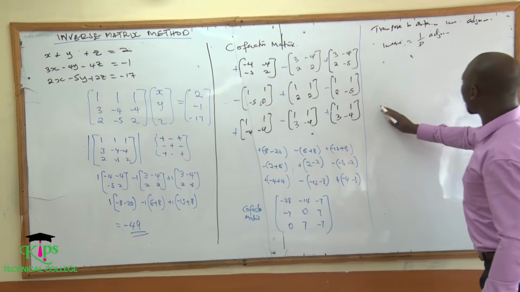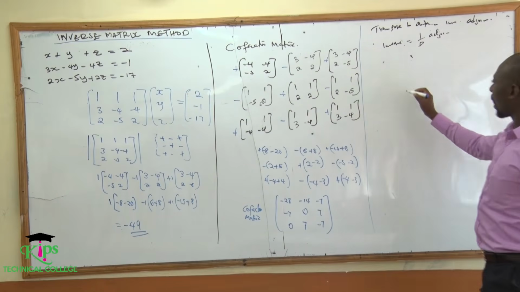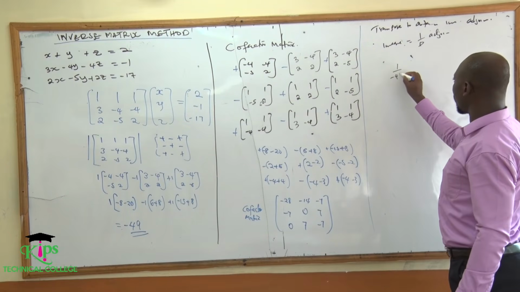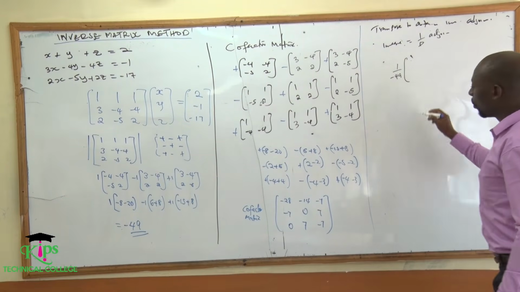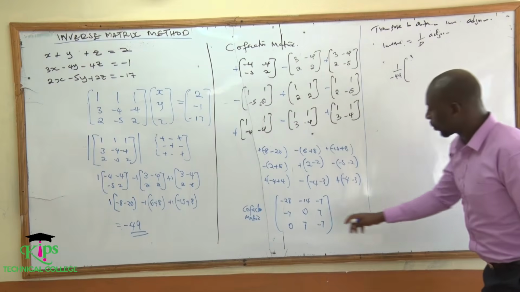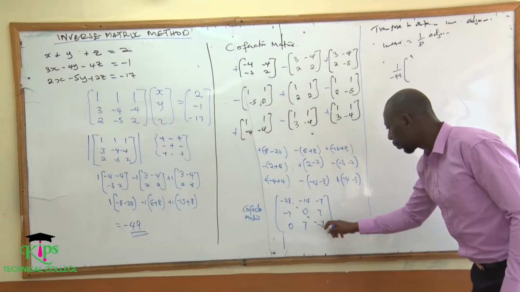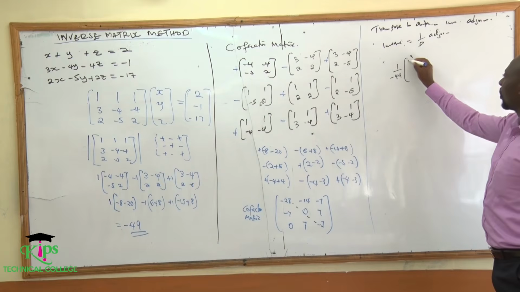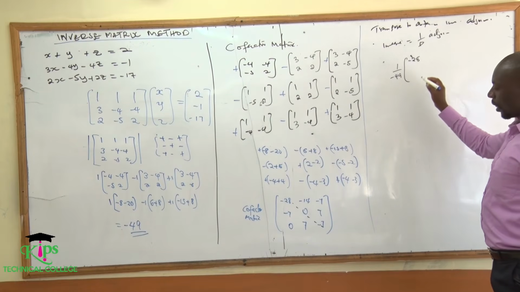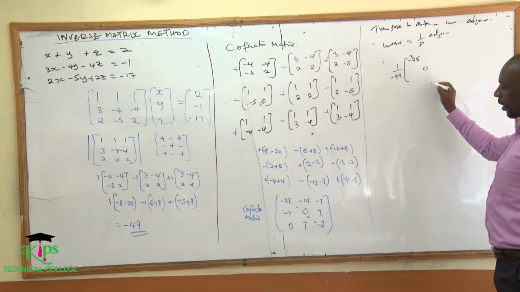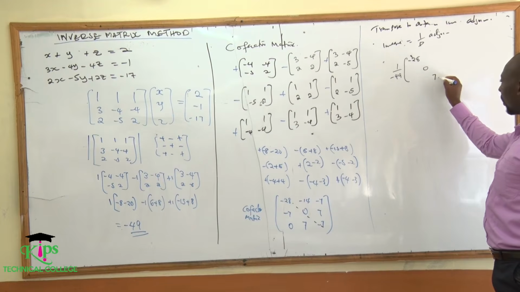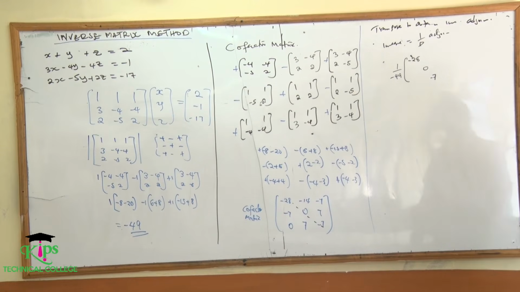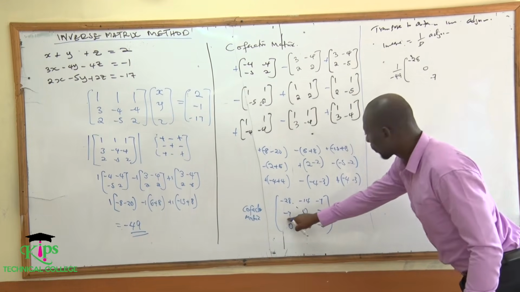So we take 1 over our determinant, that is 1 over negative 49. Then we multiply by the adjoint. To get the adjoint, you maintain the first horizontal row, that one shall be negative 28, then 0, then here we have negative 7. That one is maintained. Then you reverse this one and this one.